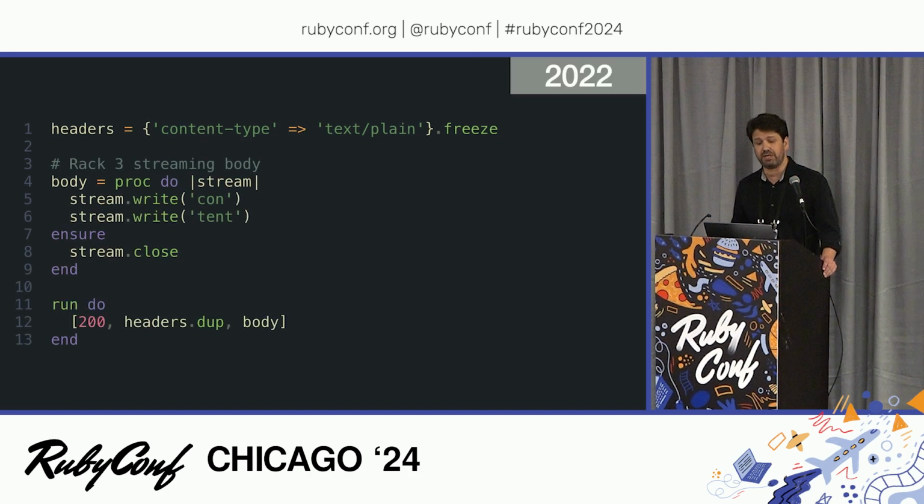But in Rack 3, we got a new, instead of responding to each, a new streaming style. And this gives us something that responds to call. You pass it one argument, which is the stream itself, and then you can write to that stream. You can read from that stream too. So it's bidirectional, very much unlike iterating over each. There's no way to get anything back. And importantly, you can close the stream, which both lets you say we're done, but it also lets you communicate information back to the browser.